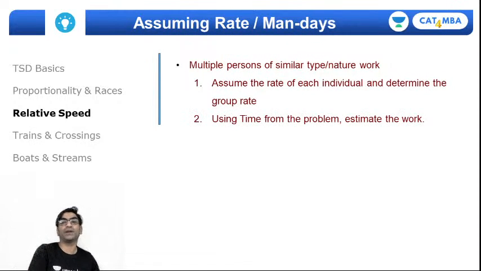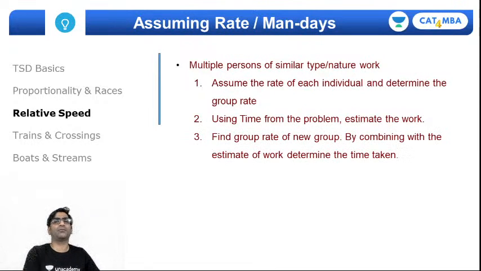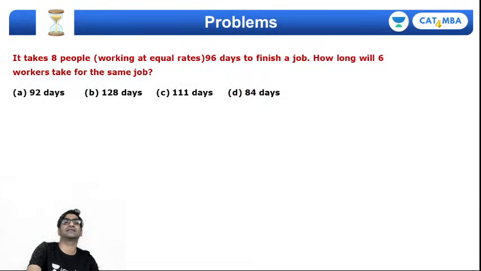And by using the group rate you can estimate the work, and once you estimated the work, the problem will automatically say, okay, what if the group changes, how long will that group take, right? So if you are changing the group, then you go back to first principles and say, okay, in the new group, what is the number of people working, and hence what is the rate? And once you have the rate and you've already estimated the work, you can calculate time taken, right? And so that's straightforward.